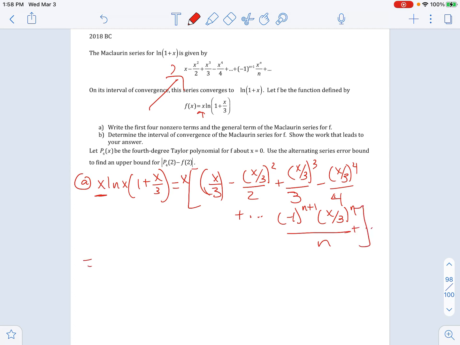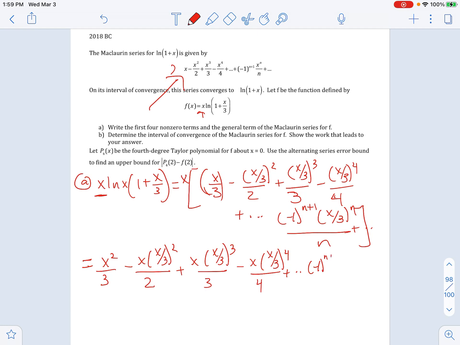Now I do want to multiply that x through, so it's written as terms. My first term is x squared over 3. Now, you do not have to simplify anything, so I'm going to leave it just like this for right now. The next one is multiply that x through. There's my first 4 terms, and your general term will just have the x over 3, and then you have a plus dot, dot, dot. So there's part A.